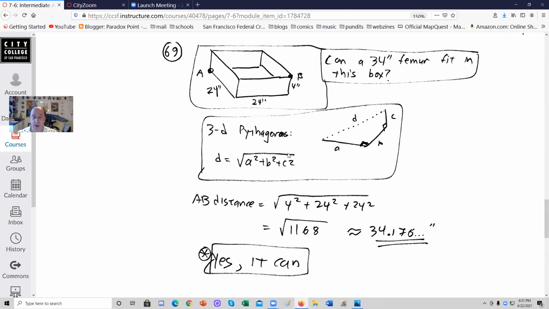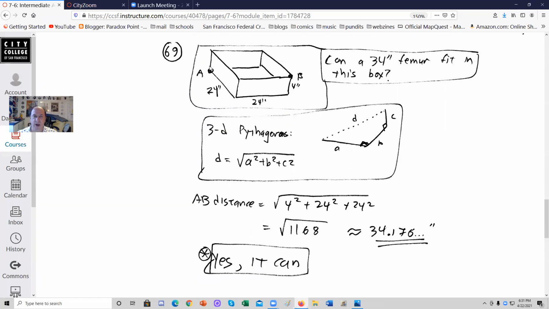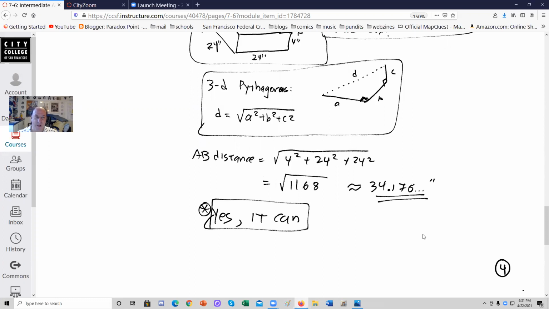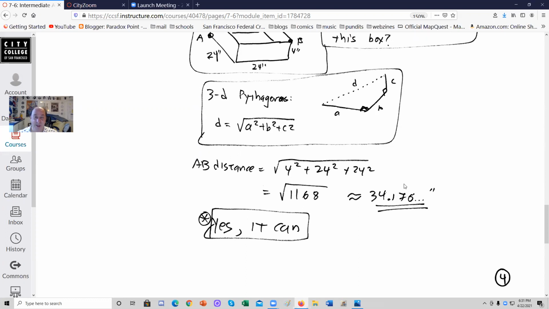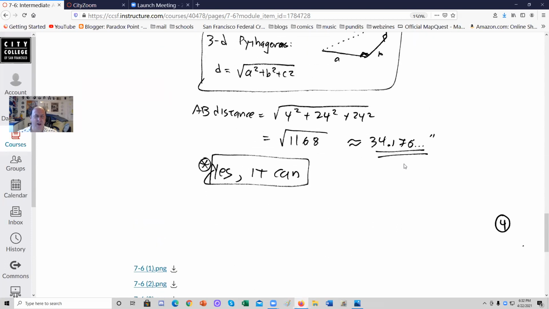So here we go. The distance will be the square root of 4 squared plus 24 squared plus 24 squared, which is root 1168, about 34.168 inches. So the distance between opposite corners is just a little bit bigger than 34 inches. So presumably it can fit. However, I'm a little skeptical because that's not much bigger, and presumably a femur has some thickness to it, so it might poke out of the box. I'm not sure about that. And anyhow, I wouldn't advise sending something potentially as fragile as a femur.